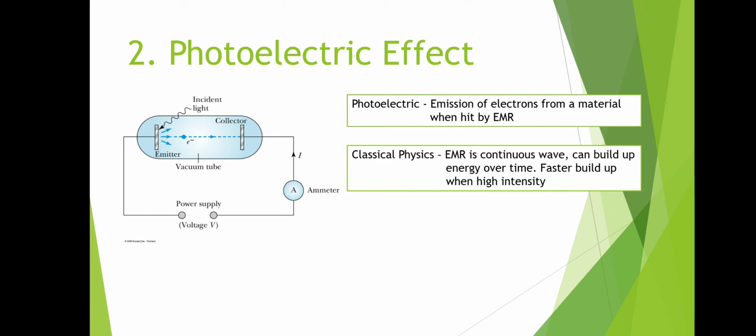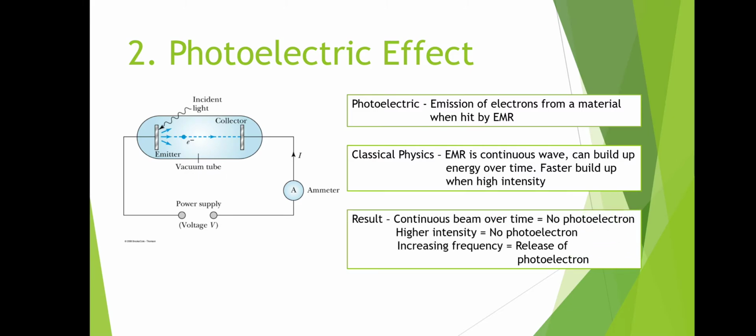But in classical physics, the electromagnetic ray, which is EMR, is a continuous wave. Based on this classical physics theory, when incident light hits an object, it can build up energy over time because of its continuous wave nature. So the buildup is faster at high intensity, which means higher brightness will transfer more energy faster.